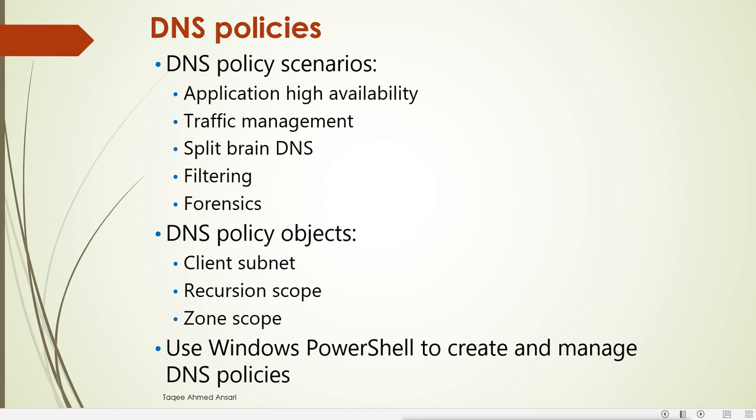Then the DNS policy subjects are the client subnet, which is the subnet for which we are creating the policy, the recursion scope, where it can recurse, and the zone scope, which is the zone name we want to configure it for. We can configure these policies from PowerShell only. We cannot configure them graphically.